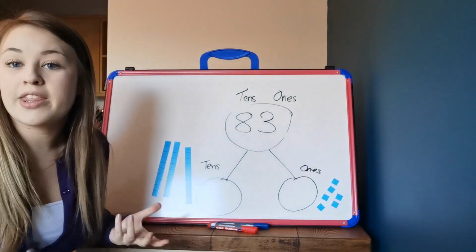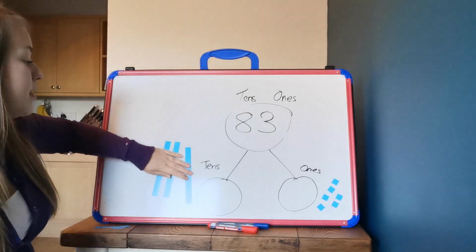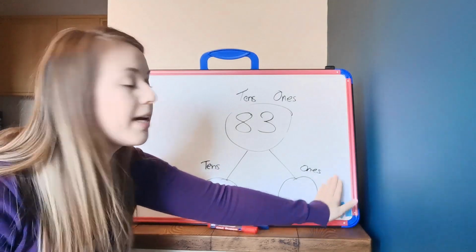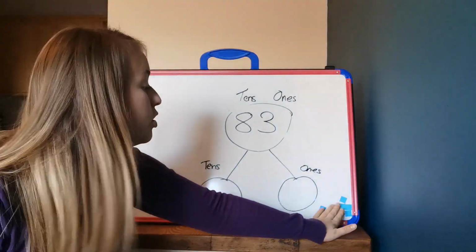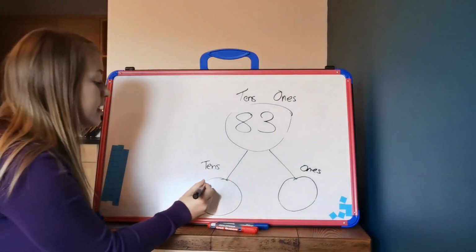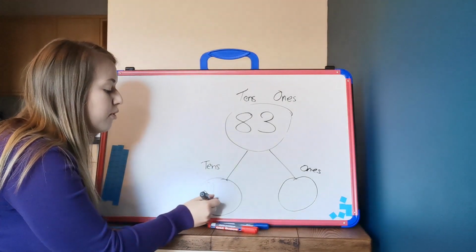Now, like I said, one way they could do it is by drawing pictures. So instead of using my concrete resources, I'm going to move them out of the way because I'm not going to use them this time. What I could do is draw the tens and ones instead. So I'm going to take my pen and then I'm going to draw the tens.